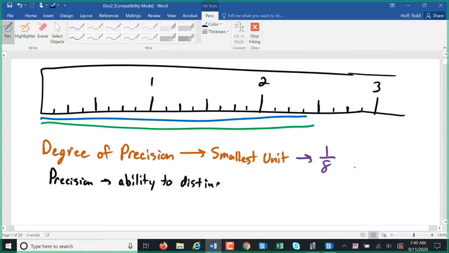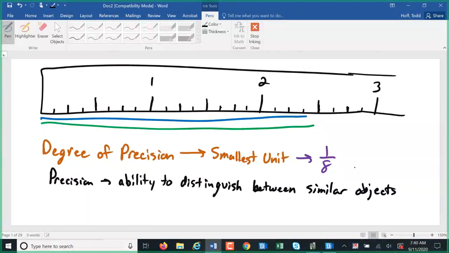This green line and blue line were close to the same size. And this measuring device here couldn't tell the difference between them until we got down to that 1/8 of a unit. So precision itself is the ability to distinguish between the two objects. The degree of precision is that smallest unit. This device is capable down to the 1/8 of a unit of distinguishing between two objects.